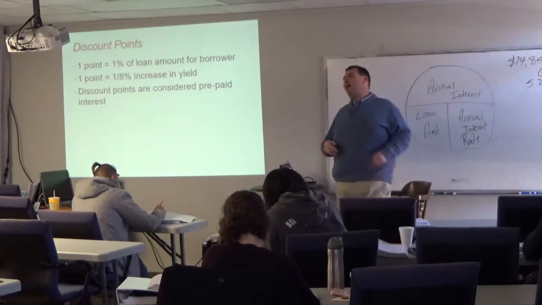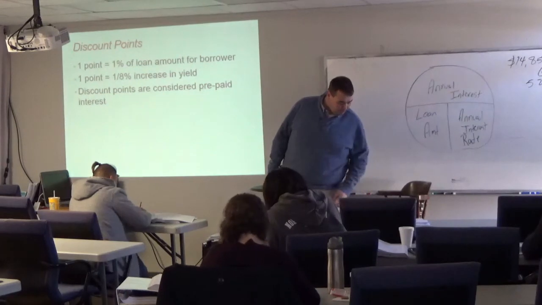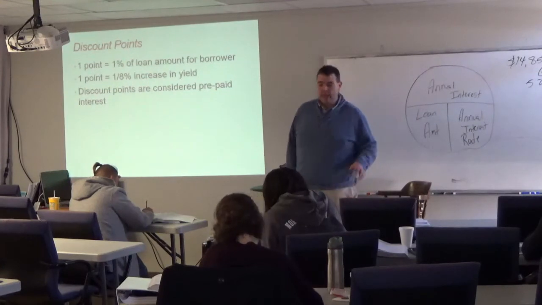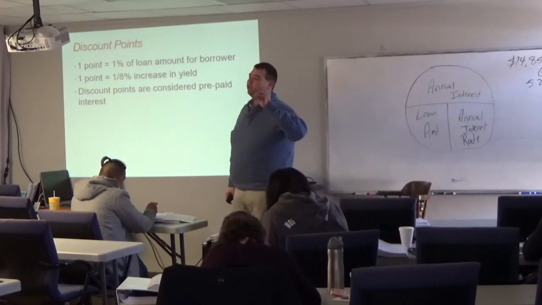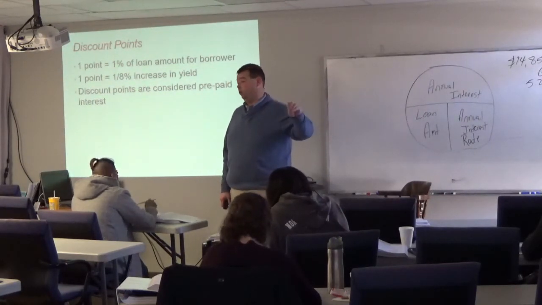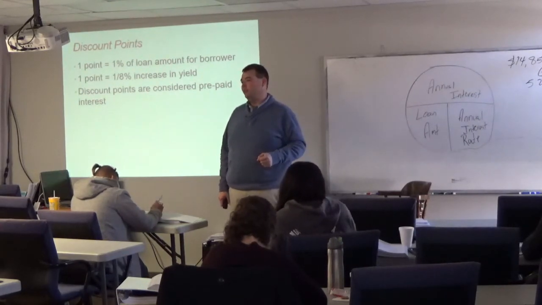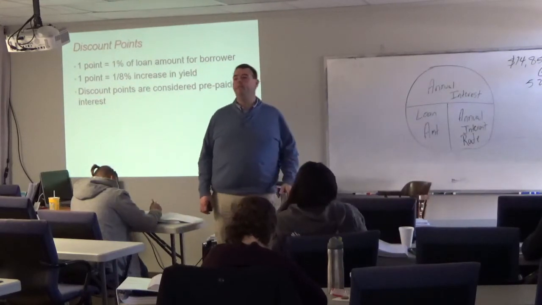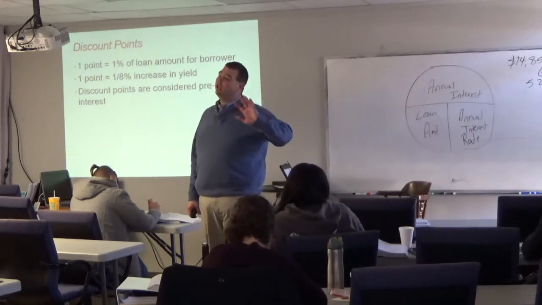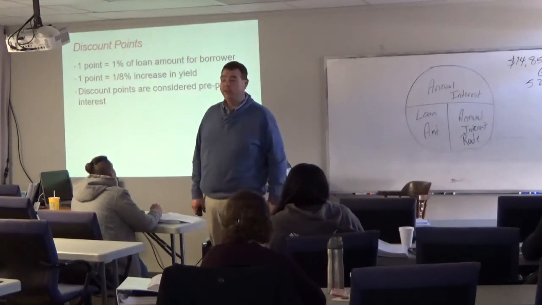So 8 is the magic number when it comes to discount points. Here's why 8 is the magic number. Every discount point you buy is going to change the interest rate on your loan by 1/8%. That's like taking a pizza and cutting it in how many slices? 8. That's an 1/8, right? So if I wanted to lower my interest rate by 1%, how many discount points would I need to buy? I need to buy 8 of them.